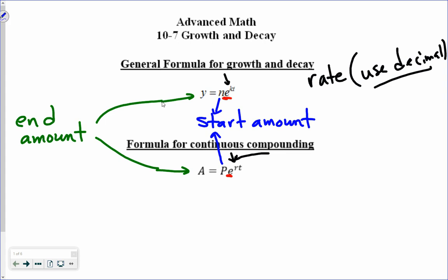And T is probably the only one that actually kind of makes sense here. T, in both formulas, at least, is the same. T stands for time. The amount of time depends on what the problem tells you. It could be minutes, days, hours, years, centuries. It all depends on what the problem tells you.